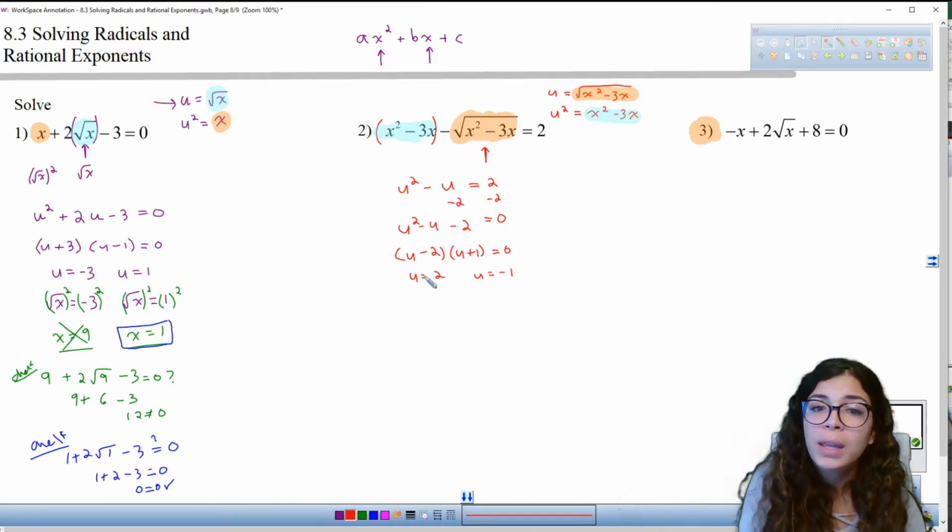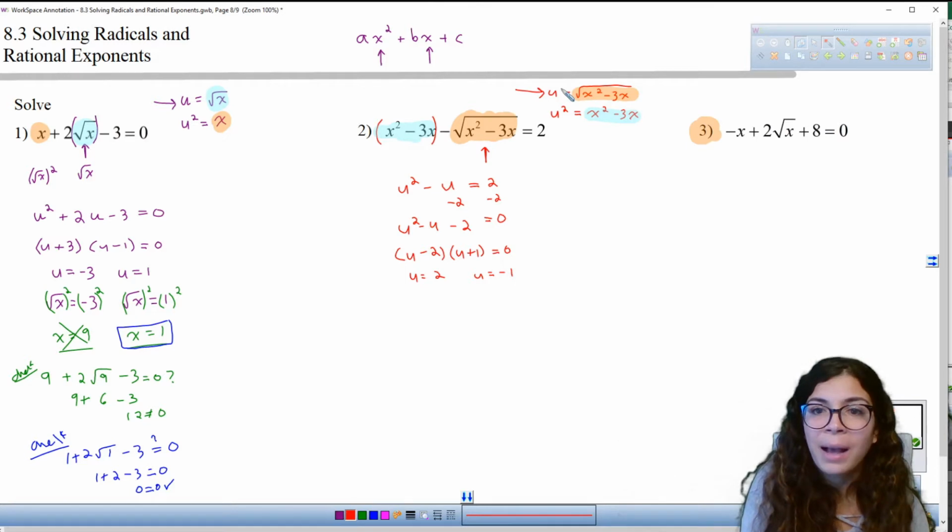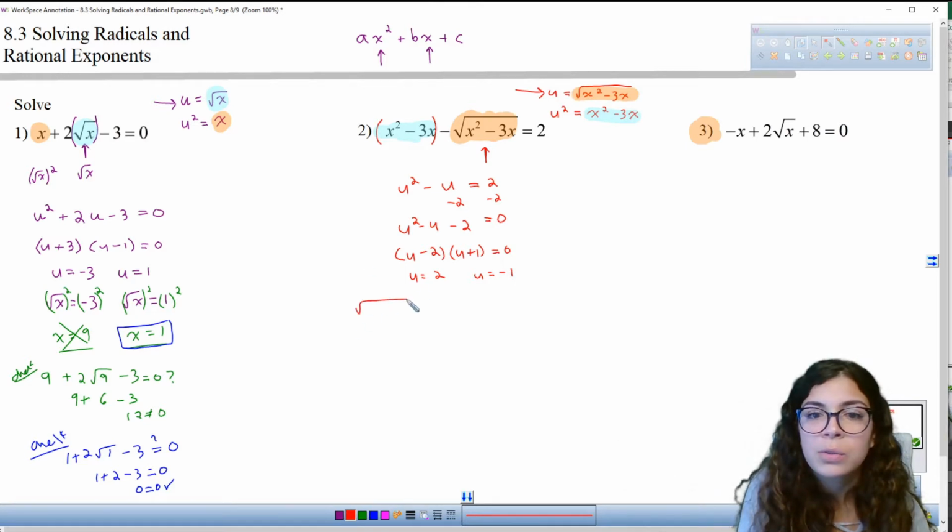Again, you can't check u, right? Because the variable is x. The equation is with x. So we have to go ahead and replace u back. So u is the square root of x squared minus 3x.